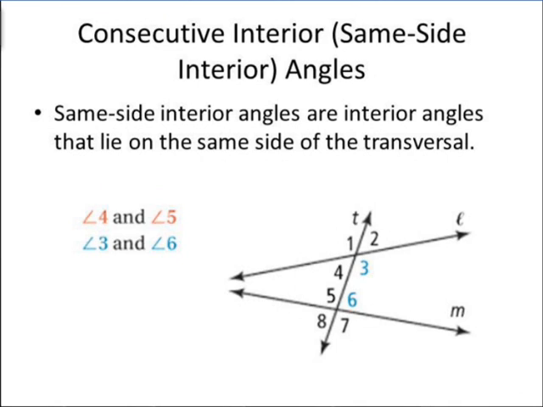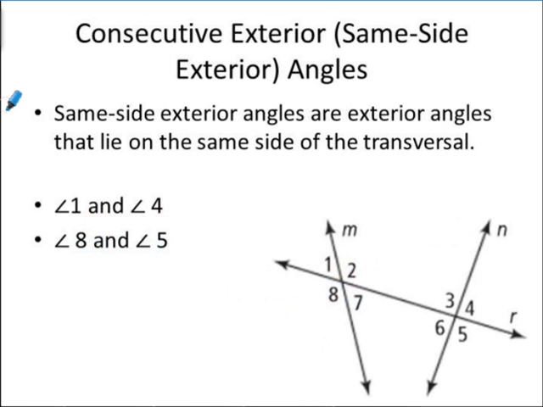So we have consecutive interior. That's the formal name. They're commonly referred to as same side interior angles. Interior means inside. So same side interior angles are literally these two angles here that are on the same side and on the inside. So 3 and 6 and 4 and 5 are some examples of same side interior angles. They lie on the same side of the transversal and on the inside of the two lines. Same side exterior angles, pretty self-explanatory here. They're on the same side, but now these are on the outside. So 1 and 4 and then 5 and 8, same side but exterior.